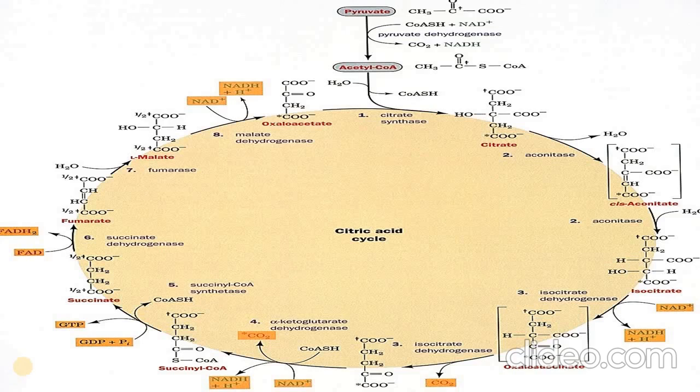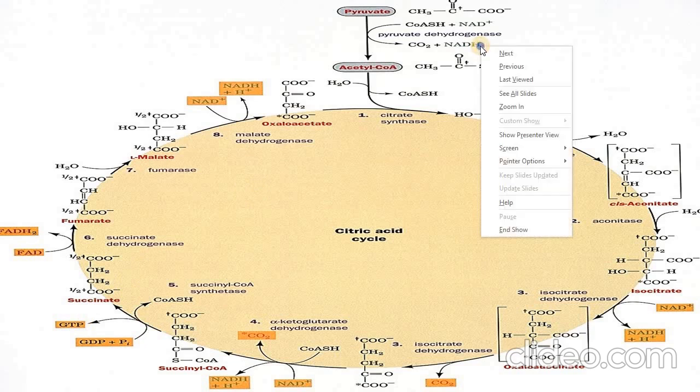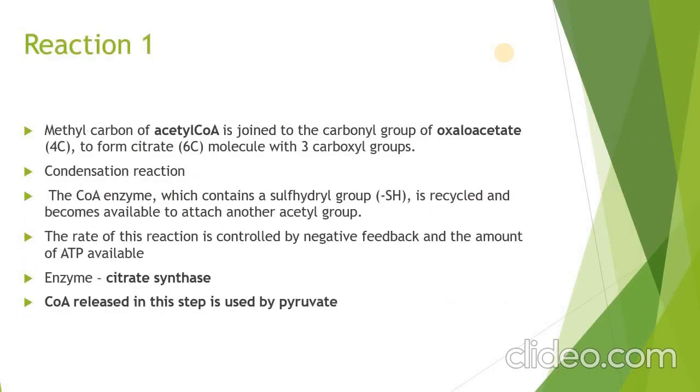So far we have been discussing the tricarboxylic acid cycle, where pyruvate gets converted to carbon dioxide and water, and we have also seen how oxaloacetate is regenerated. Now we move on to the next part, where we will discuss the step-by-step events taking place in this pathway, and also the main steps that regulate or control the entire cycle.